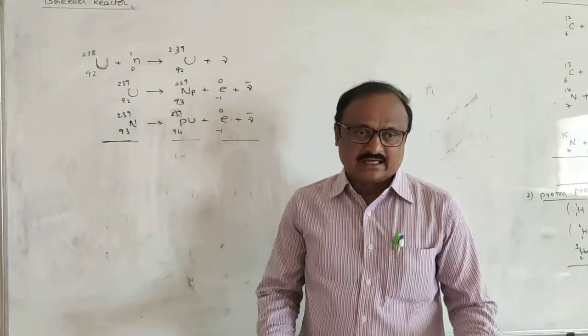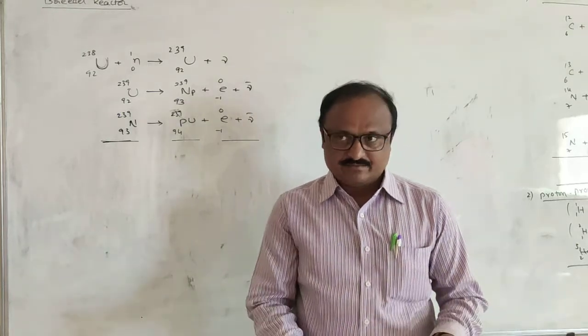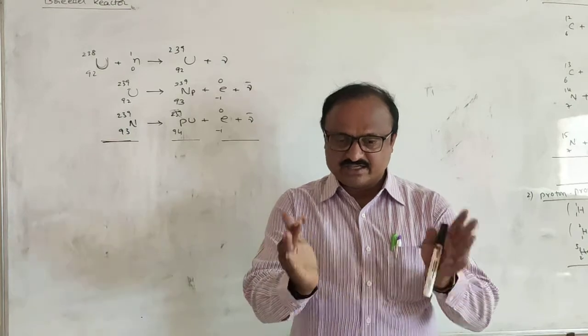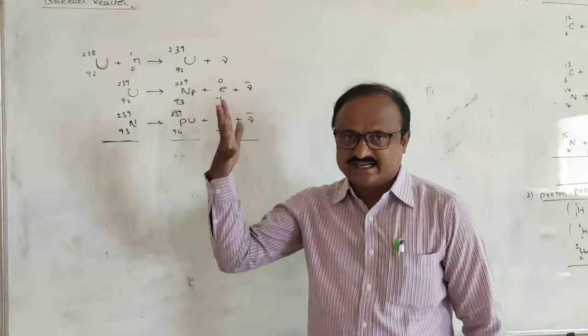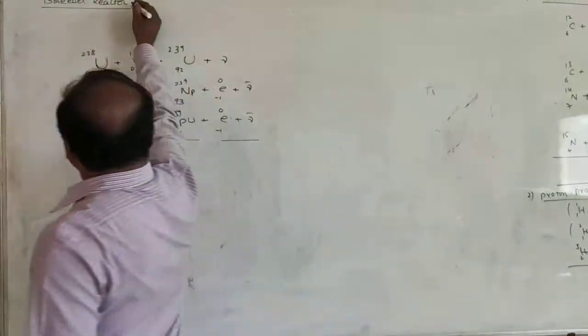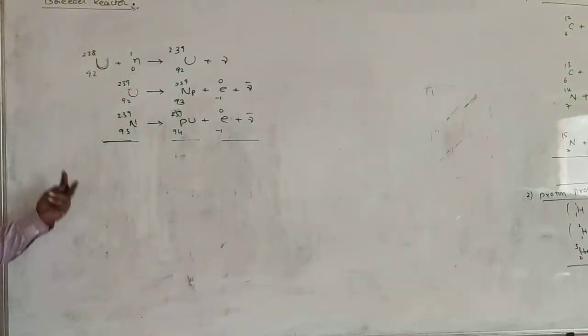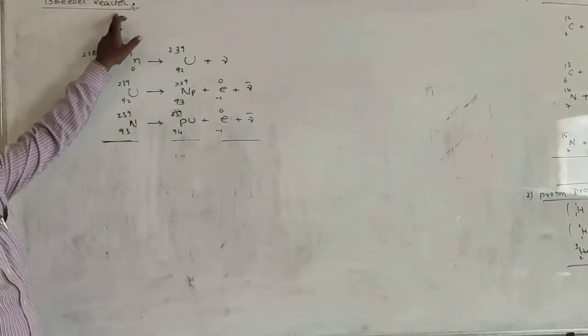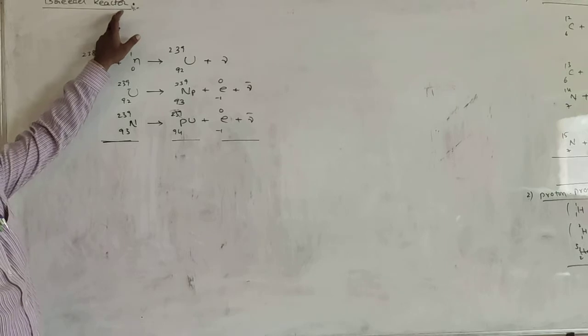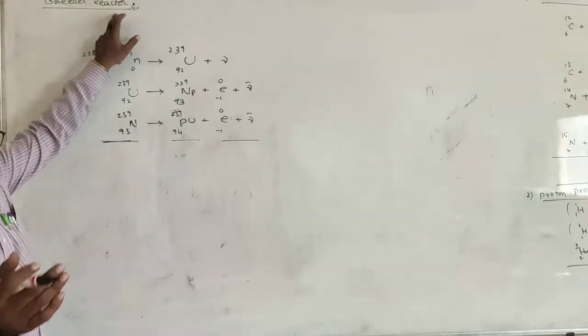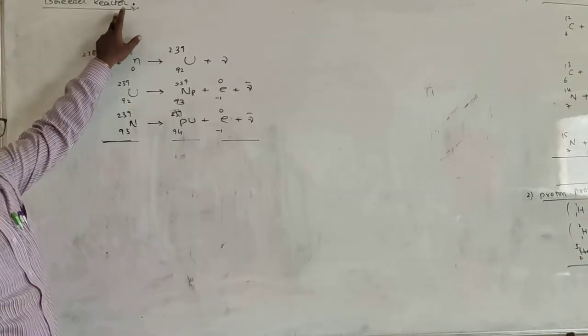In the nuclear reactor, power of the reactor is equal to N E by T. That means power reactor converts nuclear energy into electrical energy. Second one is breeder reactor. Breeder reactor means it is a type of reactor which produces more fuel than it consumes.